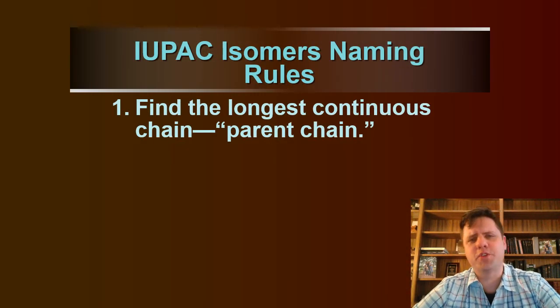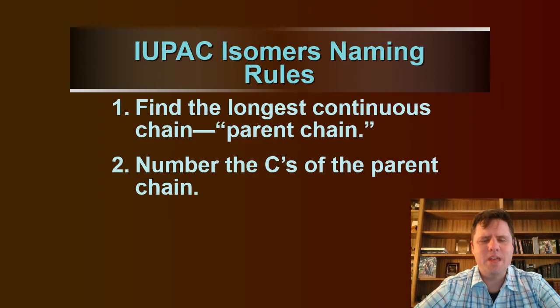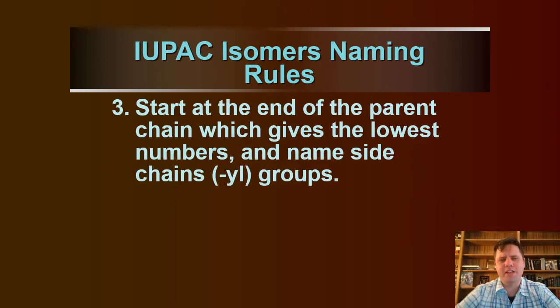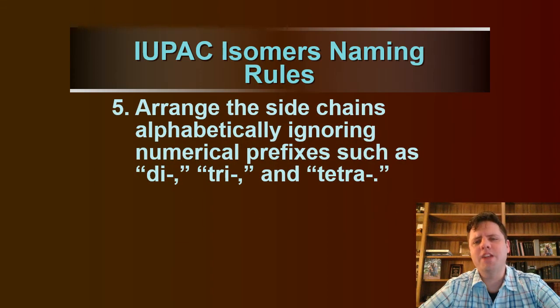So there are some rules for naming isomers. First of all, we find the longest continuous chain, and we call that the parent chain. Then we number the carbon atoms of the parent. Thirdly, we start at the end of the parent chain which gives the lowest numbers, and name the side chains, the alkyl groups, from that side. We then use a prefix if the same side chain occurs more than once. And we arrange the side chains alphabetically, ignoring numerical prefixes such as di, tri, and tetra. I'm going to give examples for all this in a moment.